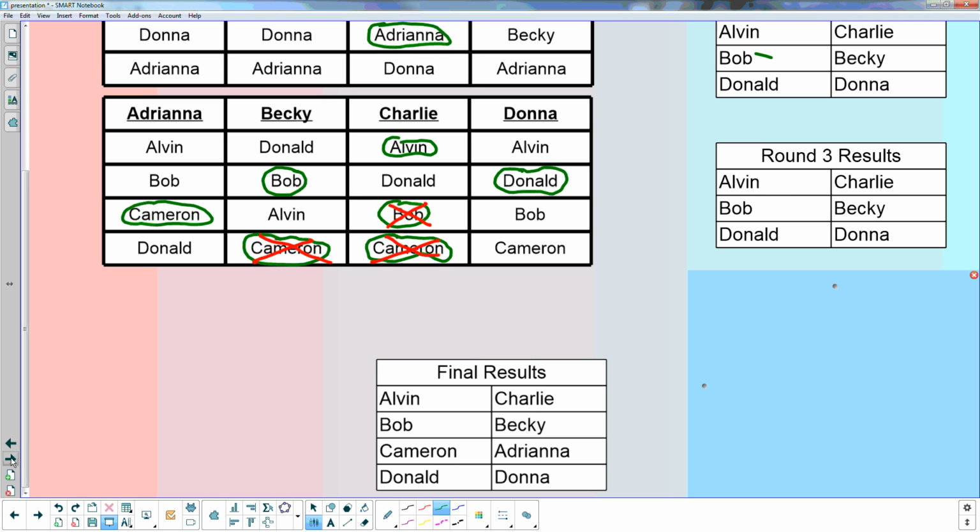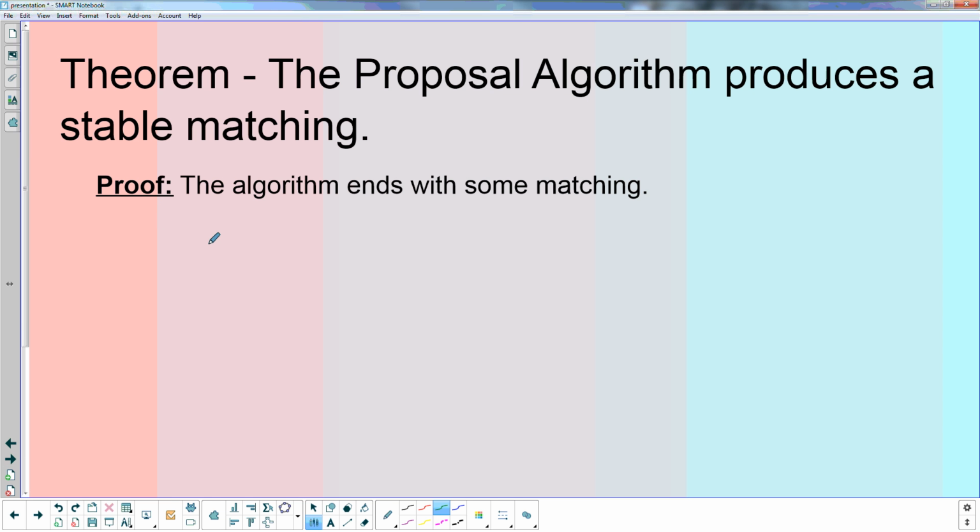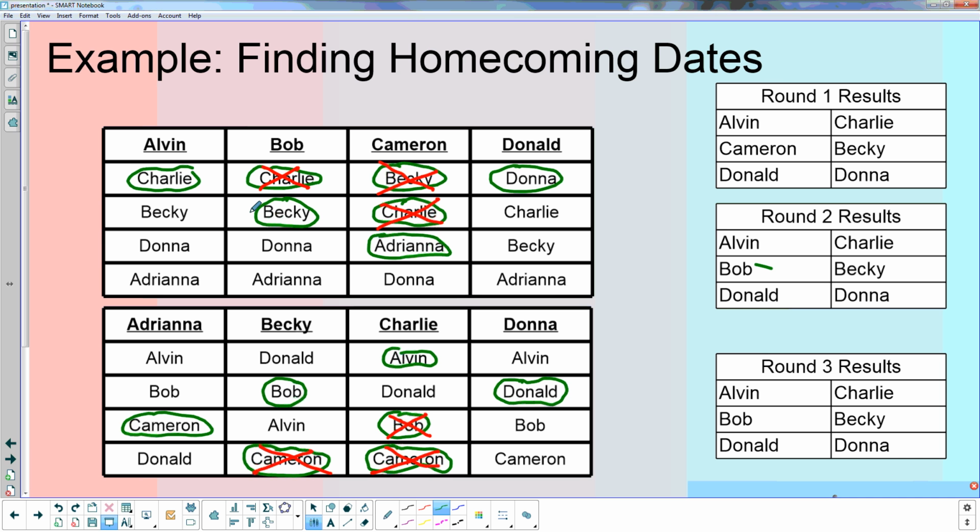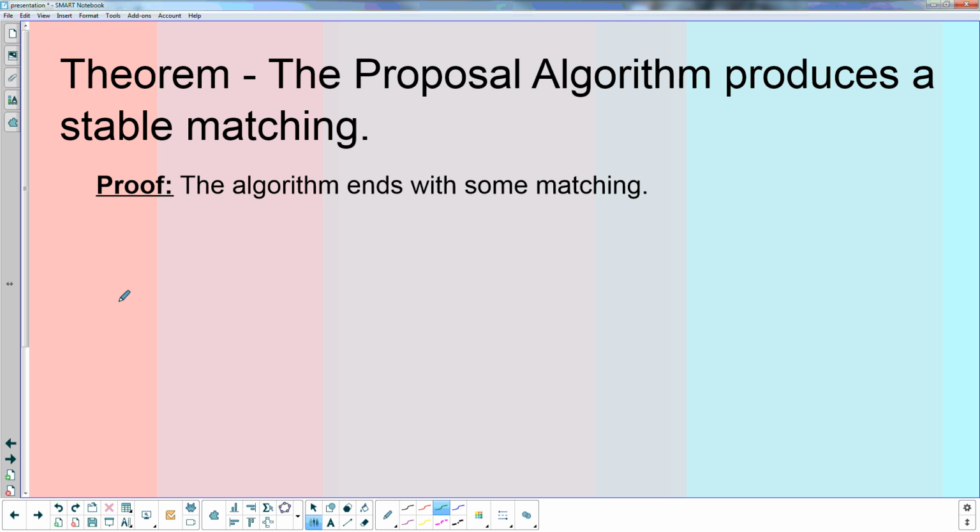So from that algorithm, we come up with a theorem, and we're going to be proving that theorem. The theorem is that the proposal algorithm produces a stable matching. And we can see that in all of these, Alvin was not paired with anybody that preferred that person over him, so to speak. Charlie didn't prefer anybody over Alvin. So that process produces our stable matching.